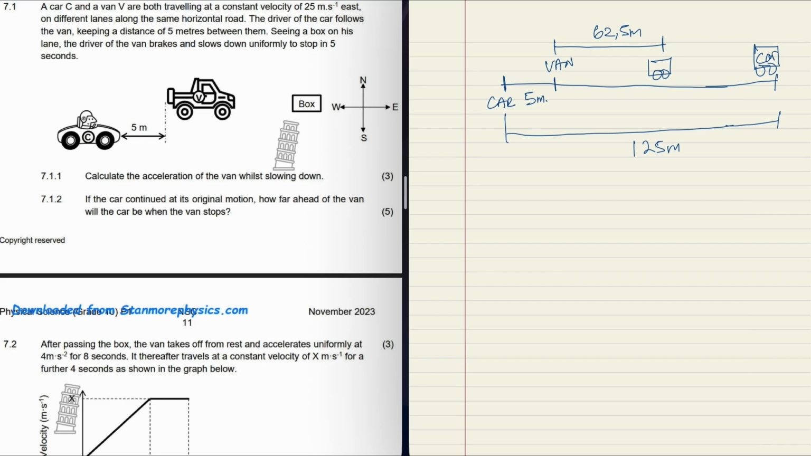And the question is asking to calculate how far away the two are at this moment. So easy to calculate. We're going to say that the distance is going to equal 125 minus 62.5 minus the 5 that the car had to make up, and that's going to equal 57.5 meters.